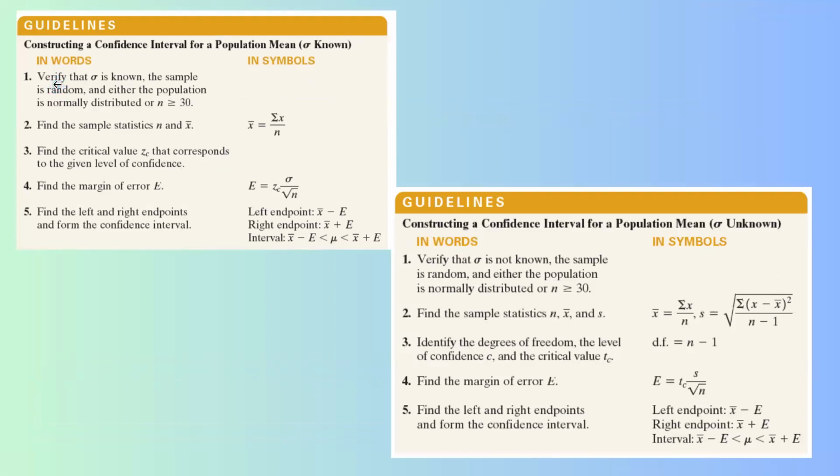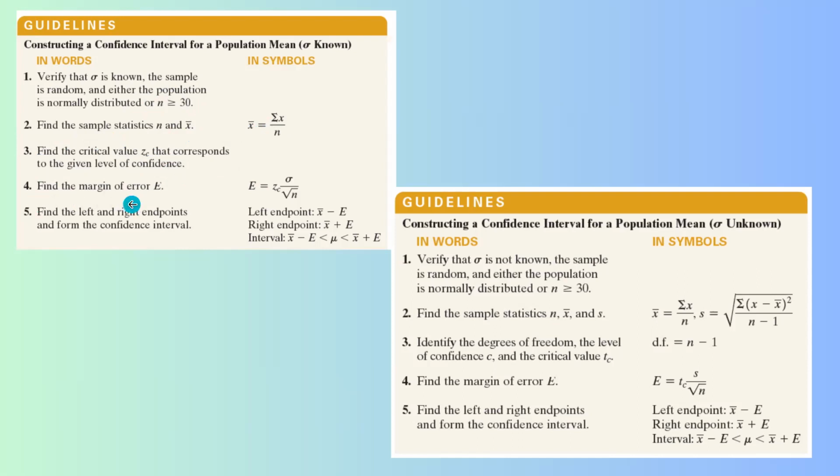Guidelines to construct a confidence interval for the population mean in two different scenarios. If sigma, the population standard deviation, is given to you, we are following a normal distribution. The critical value is ZC. The very first step, verify that sigma is given, the sample is random, and it's a normal distribution, or the size of the sample is more than or equal to 30. In the next step, we find the sample statistics n and x bar. Why? Because we need to find the point estimate. Then we find the critical value, Z sub C, that corresponds to the given level of confidence.